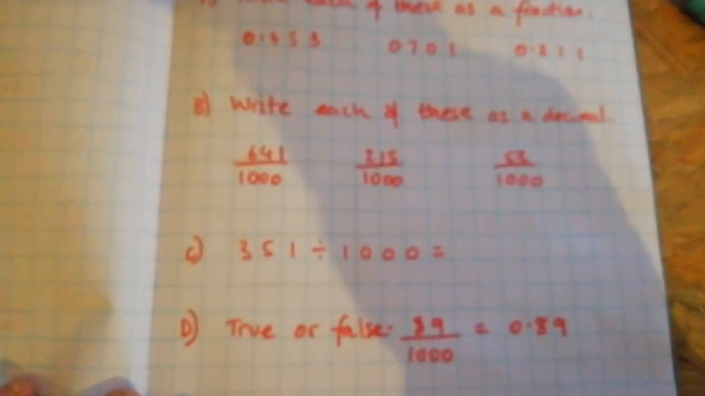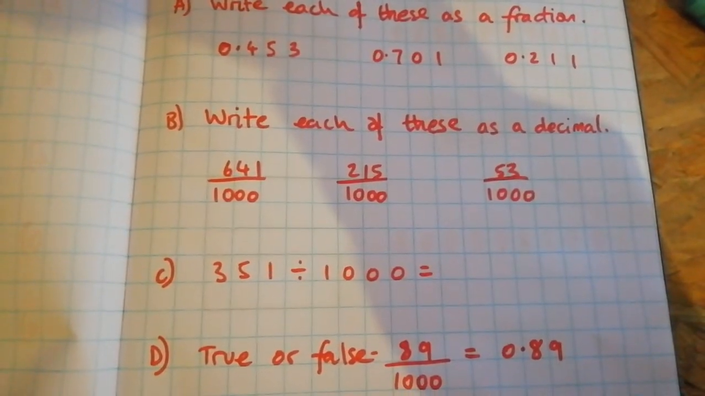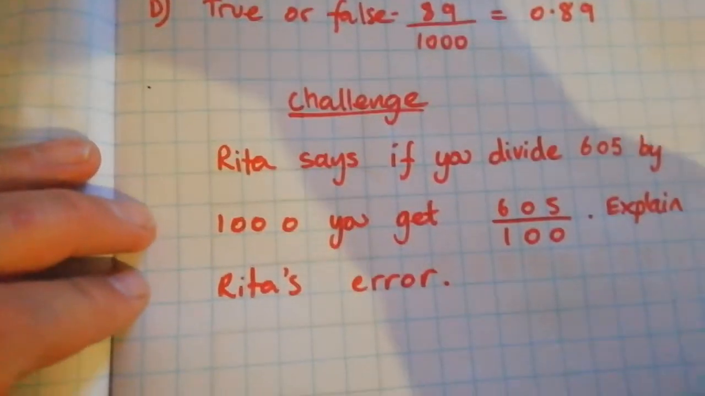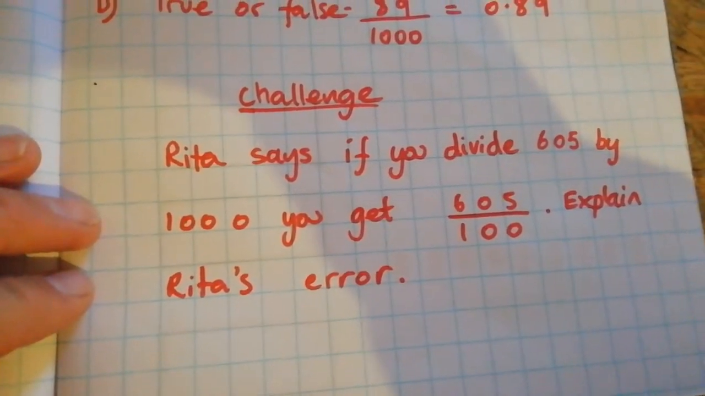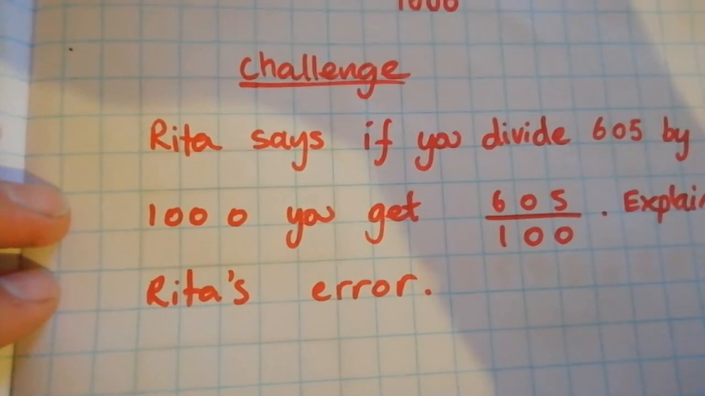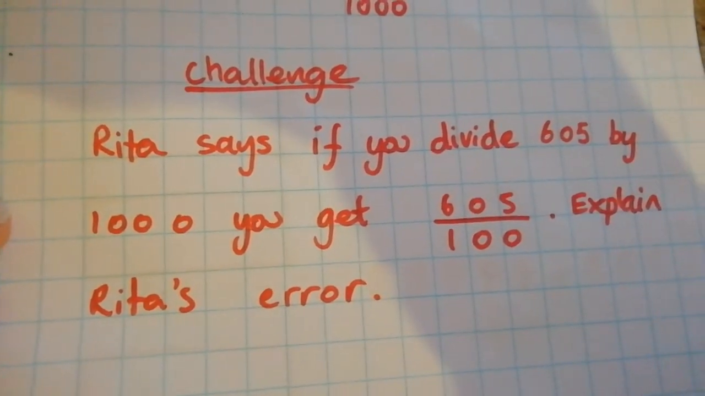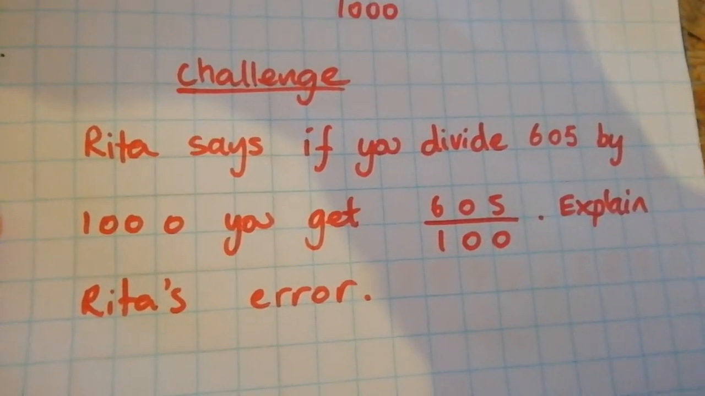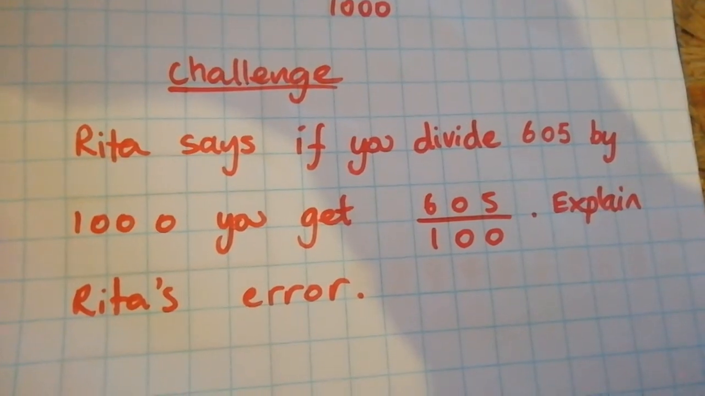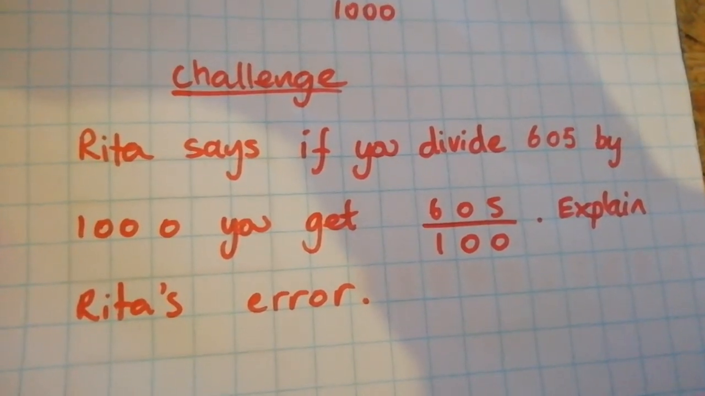There's all the questions up until D. And your challenge today, Rita says, if you divide 605 by 1,000, you get 605 100ths. Explain Rita's error.